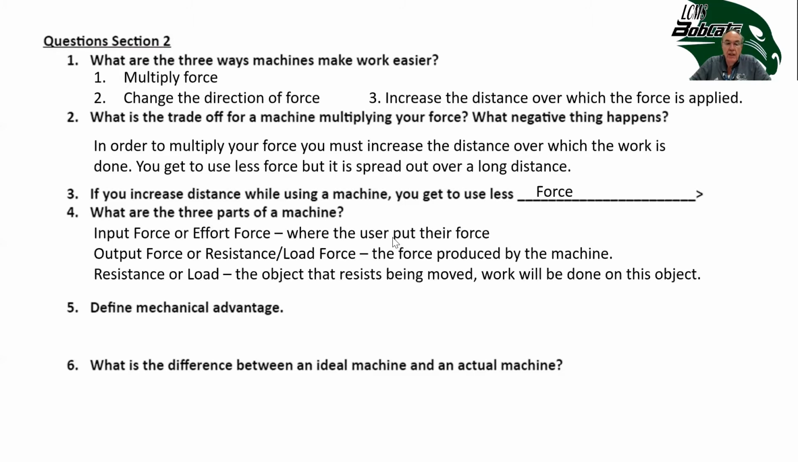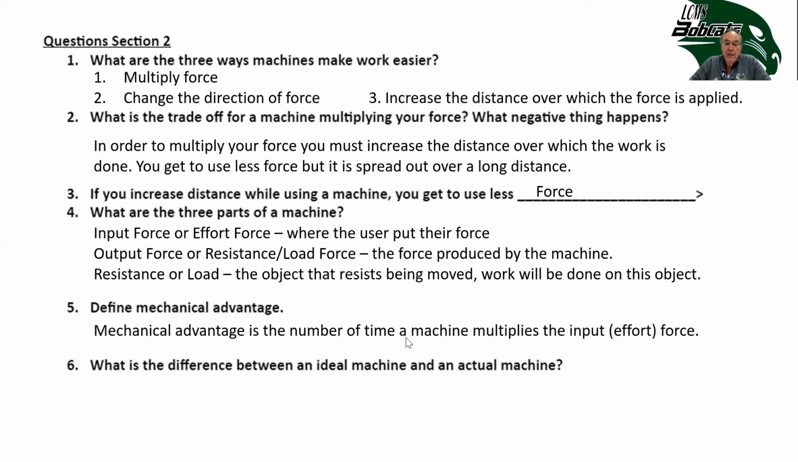The 3 parts of a machine are the input or effort force. This is where the user puts in their force. The output force, resistance, or load force is the force produced by the machine. And then the resistance or the load is the object that resists being moved. And as we said, this relates to Newton's first law of motion, that objects at rest want to stay at rest, which is their inertia. And the work is going to be done on that object. Mechanical advantage is the number of times a machine multiplies your input or effort force.